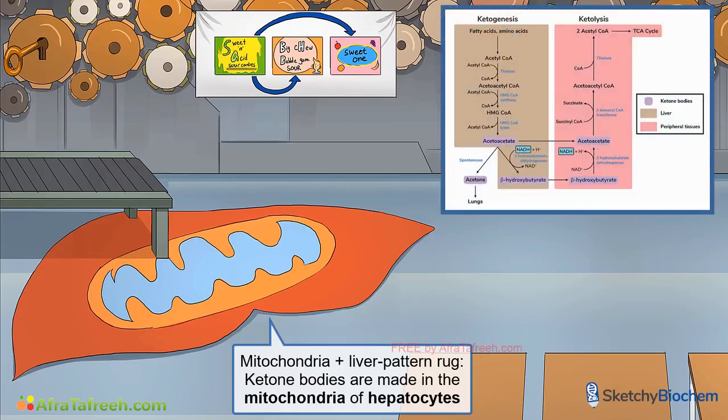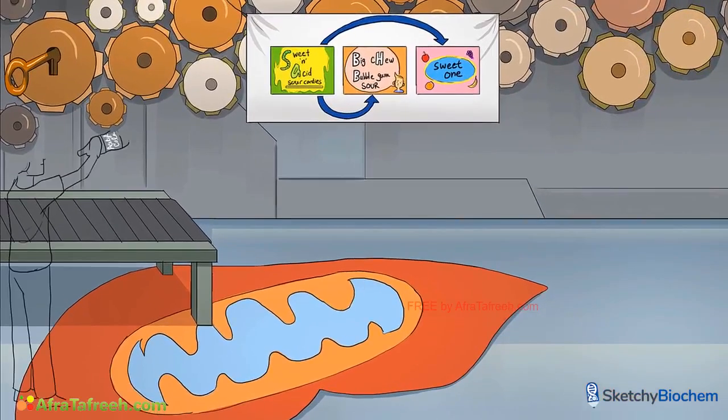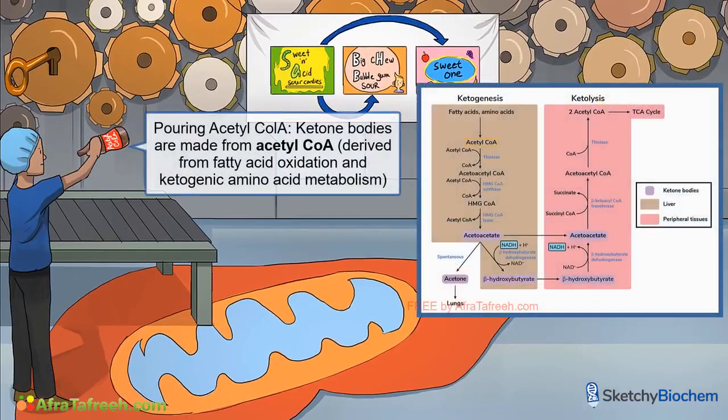Alright, so here's a diagram showing how the ketone bodies are made and broken down. Let's start with ketogenesis. Recall from the triglyceride catabolism sketch, hormone-sensitive lipase first hydrolyzes triglycerides to glycerol and free fatty acids inside adipose tissues. Then, free fatty acids undergo beta oxidation to generate acetyl-CoA, which goes to the liver to make ketone bodies.